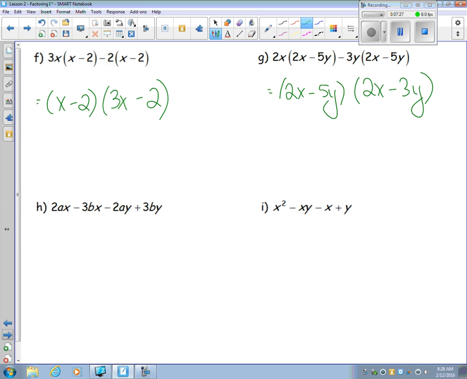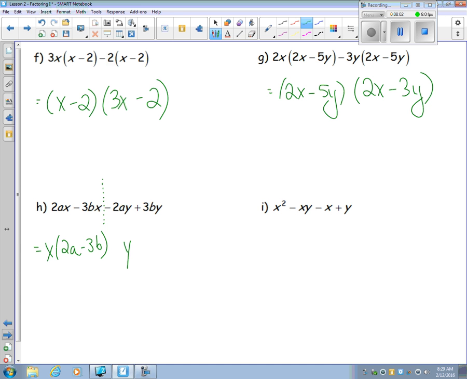Now, if they don't look like that, we could make that happen by combining the two ideas, factoring single pieces and also factoring expressions. For example, in letter H here, they don't have anything in common. There's nothing in common to the entire thing. However, if I were to split this in half and look at the first half only, I notice they both have an x in common. So if I took that out, I'd be left with 2a minus 3b. If I look at the second half, I notice they both have a y in common.